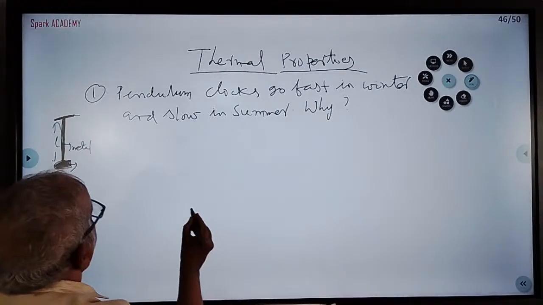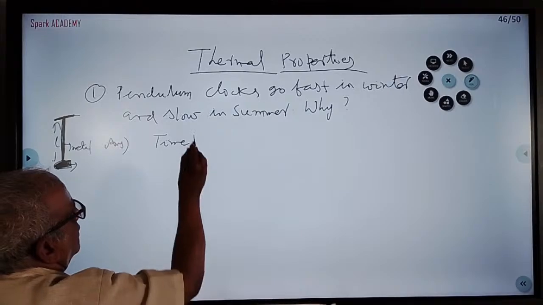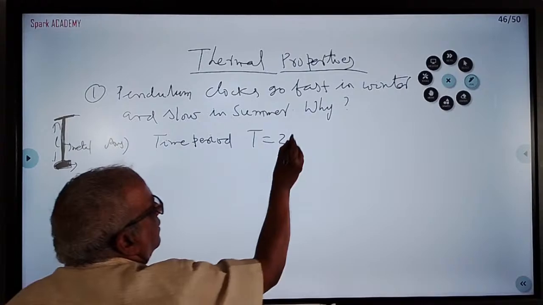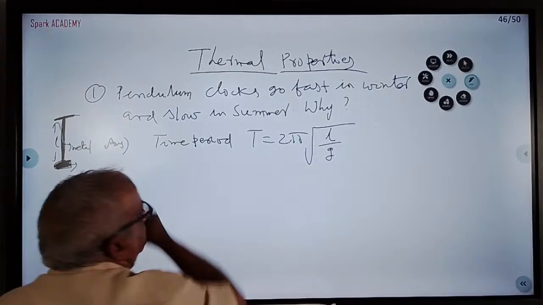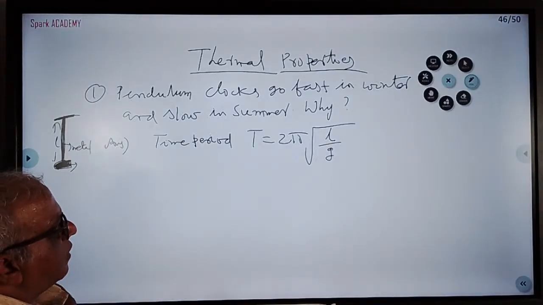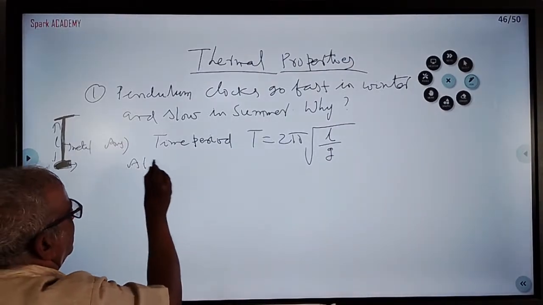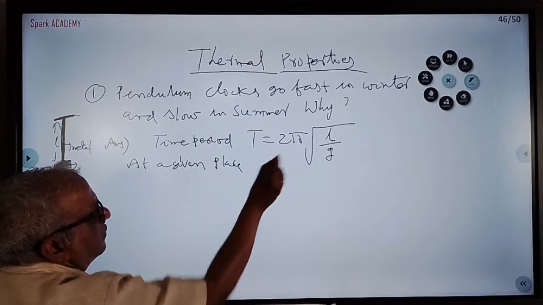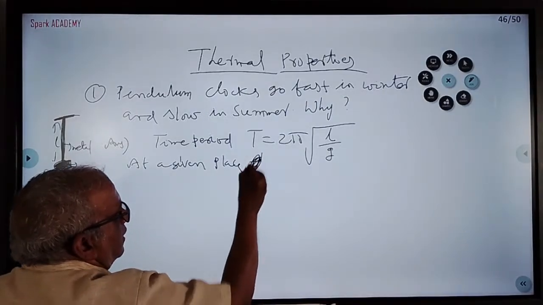Time period of a pendulum clock, T, is given by, in the oscillations chapter, T equals 2 pi square root L by g. Of course, the thread is there, here metal is there. This is the formula for time period. It says that at a given place, g is constant. At a given place, T is proportional to.